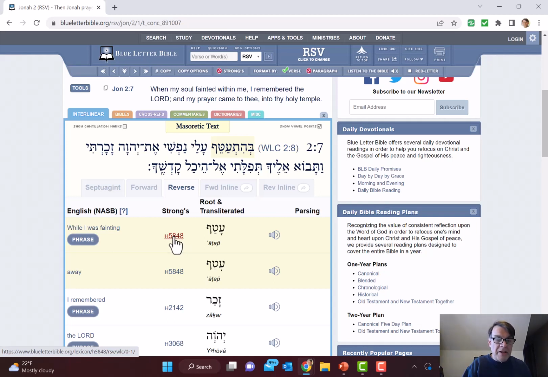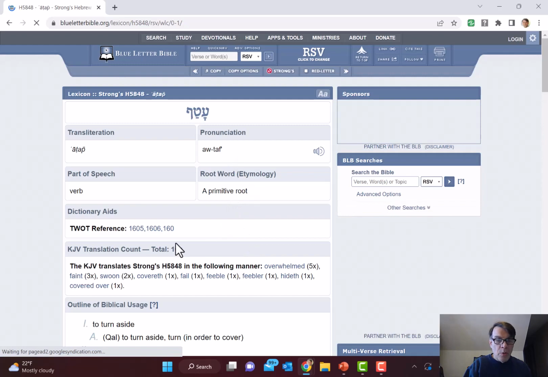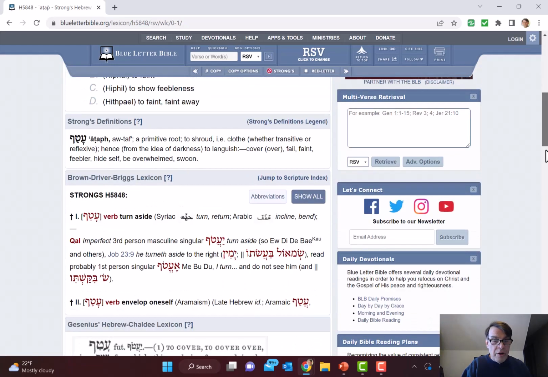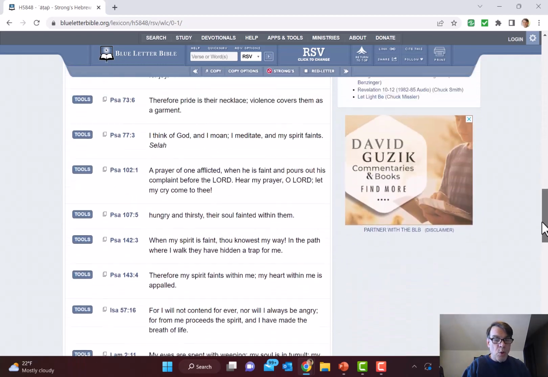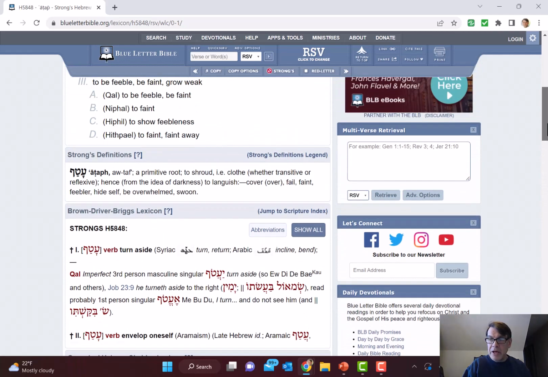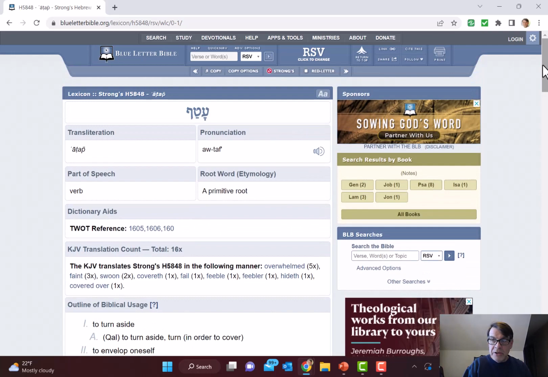But if I click on that number, my computer's not cooperating with me. There we go. We get some dictionary information. One very helpful thing at the bottom is a concordance. It tells you all the places where the word appears in the Old Testament. And by the way, I'll show you interlinearbible.org at some point as well. You can't necessarily trust all these dictionaries.